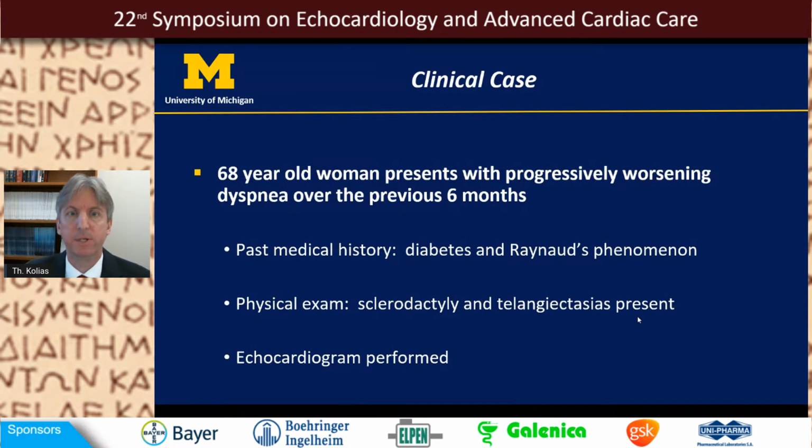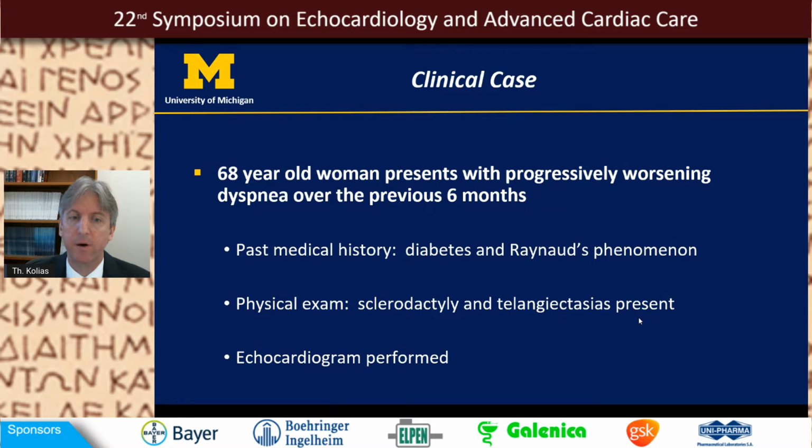So I'd like to first start with a clinical case. This is a 68-year-old woman who presented to our hospital a few weeks ago with progressively worsening dyspnea over the previous 6 months. Her past medical history is significant for diabetes and Raynaud's phenomenon.